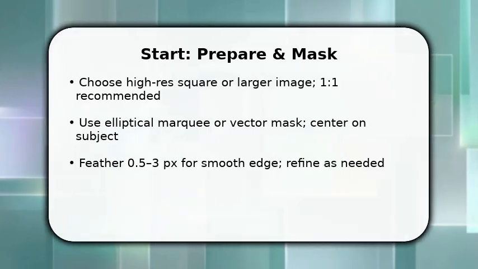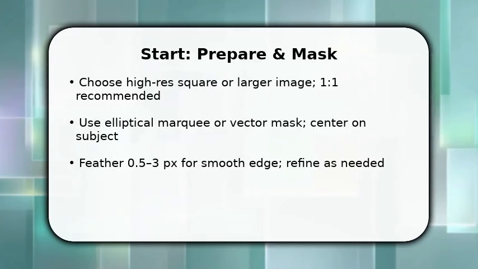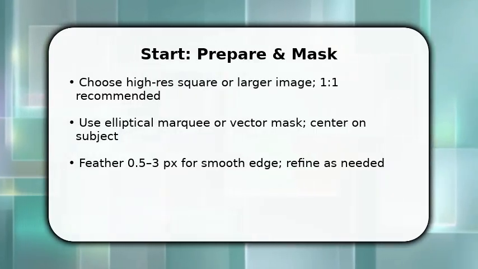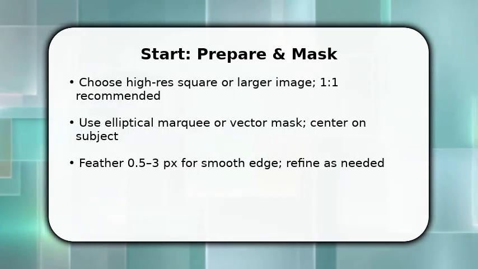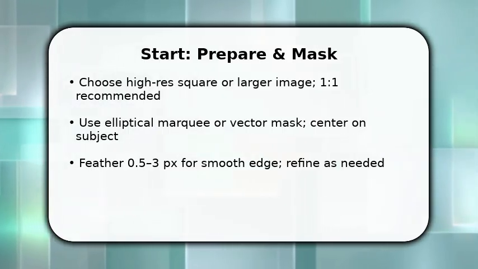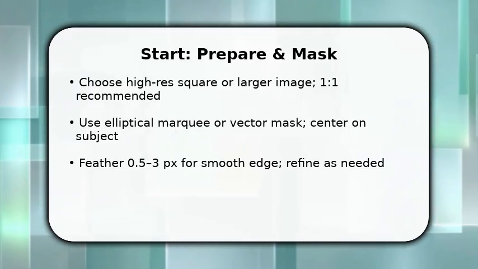You begin by opening your image and creating an elliptical mask around the subject. This defines the circle. Once done, position and scale the selection so the most important detail sits within the frame, then apply the mask layer.